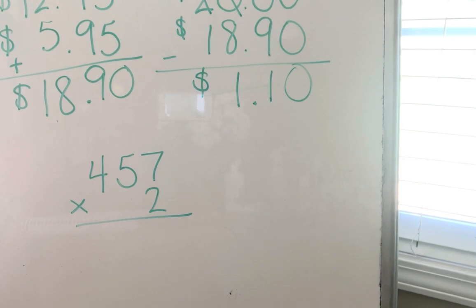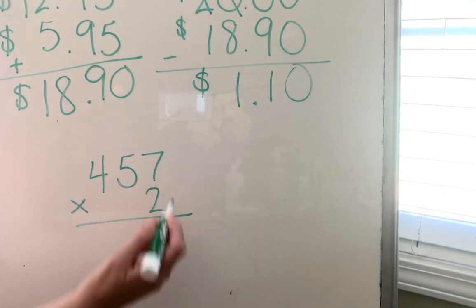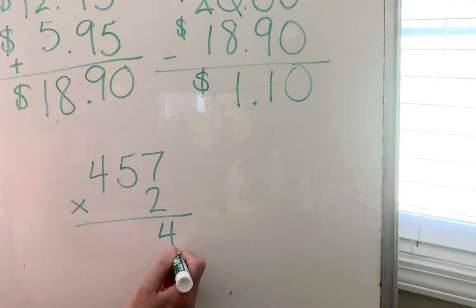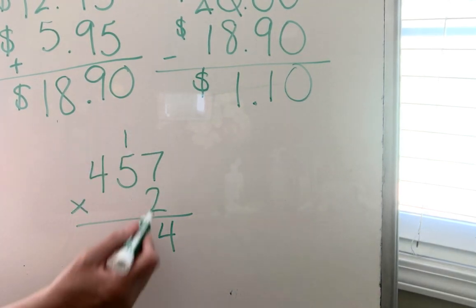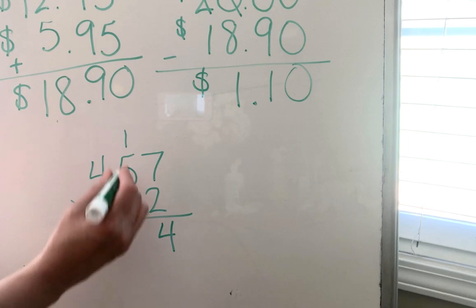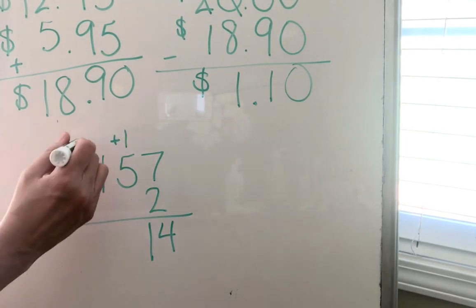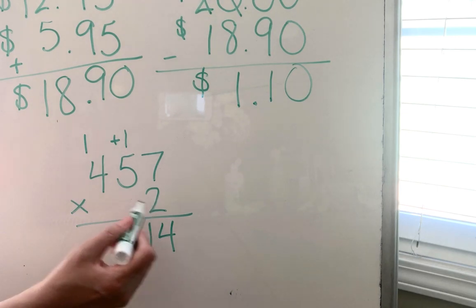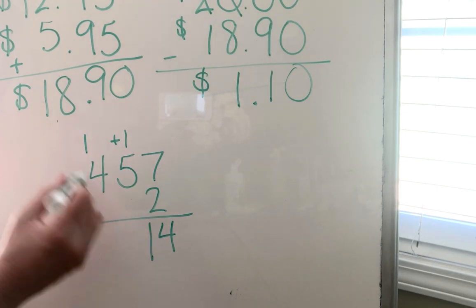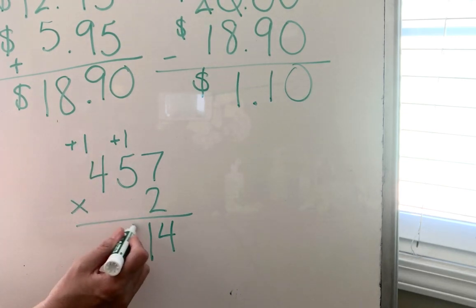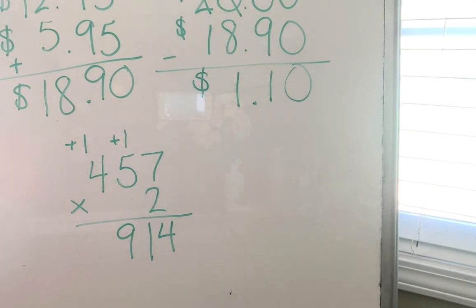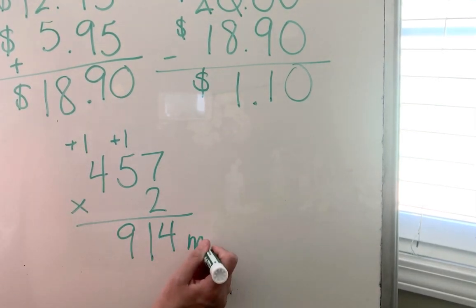All right, so we're back to what we were doing earlier on the page of multiplying. 2 times 7 equals 14. I'm going to carry that 1. 2 times 5 equals 10. Plus 1 equals 11. There's a 1. I'm going to carry the next one. 2 times 4 equals 8. Plus 1 equals 9. Which means that Anita and her family are going to travel 914 miles round trip.